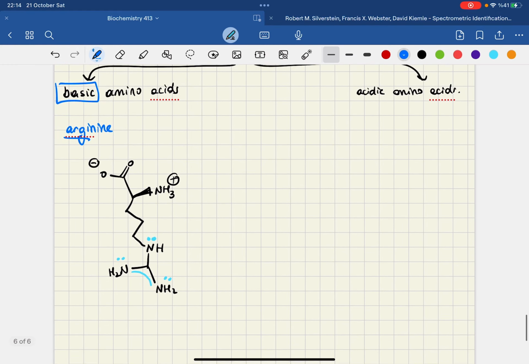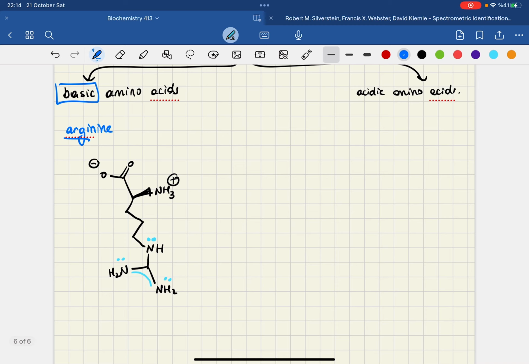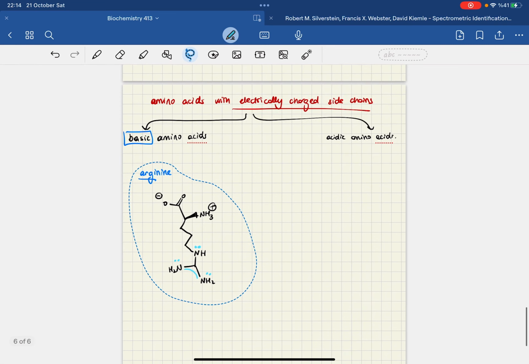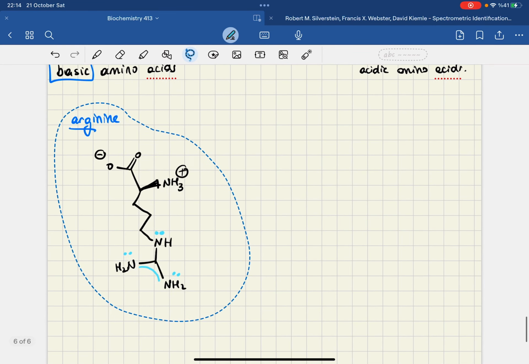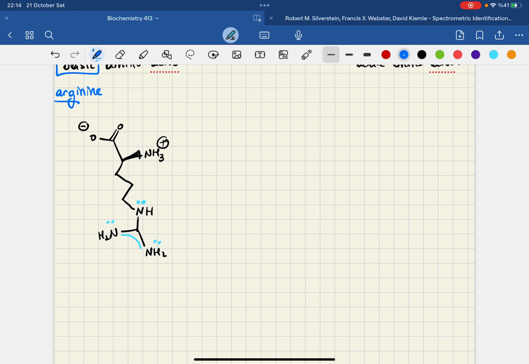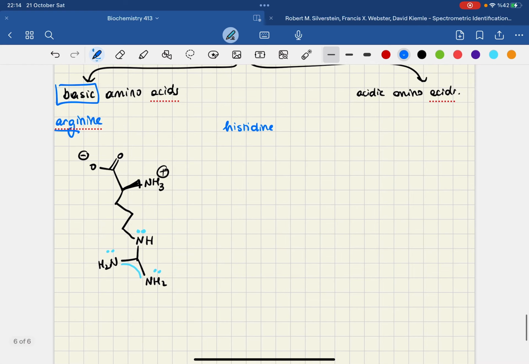Alright, now let's move on to the second basic amino acid, and let's make it smaller so that all of them can fit. Anyways, let's now go on with histidine. What is histidine? Histidine is a basic amino acid.